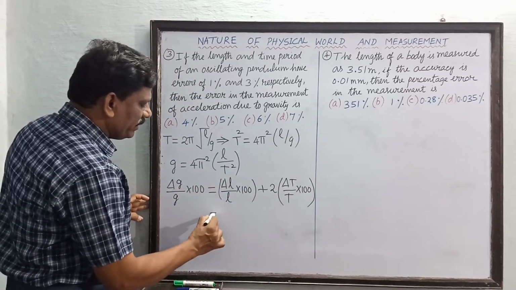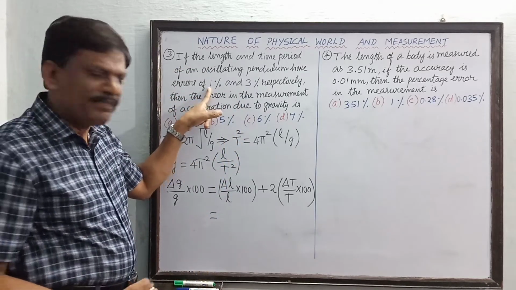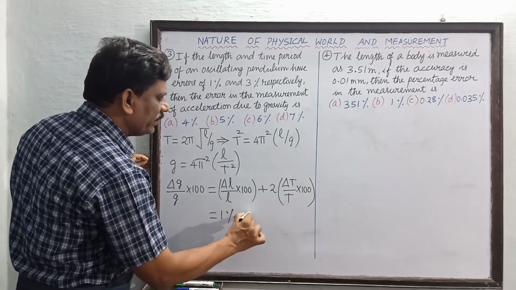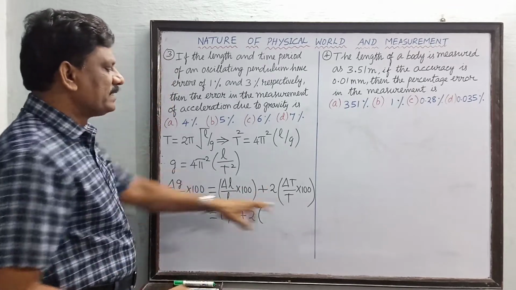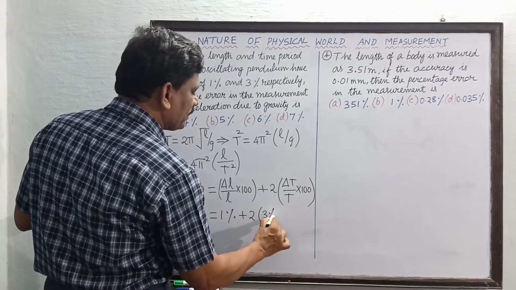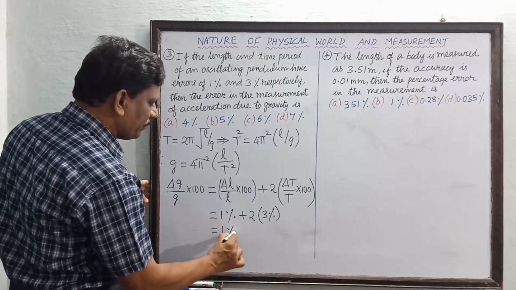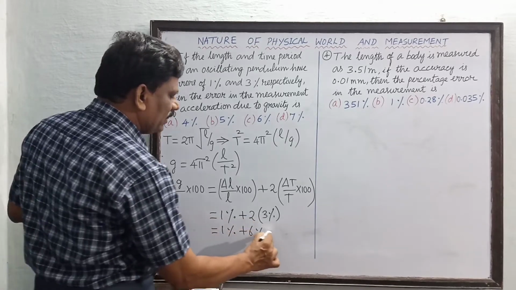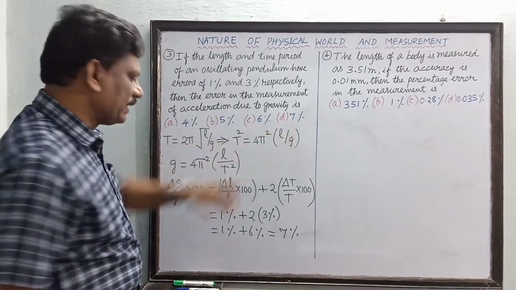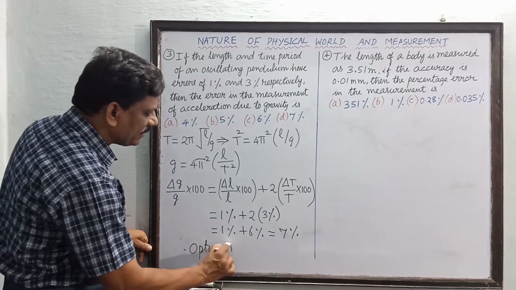So this is now equal to delta L. See here, length is having a percentage error of 1%. So this is 1%, plus 2 into the percentage error in the time period, which is given as 3%. So 2 into 3% is 6%. So this is equal to 1% plus 6%, that is equal to 7%. So the option D is found to be the correct answer. Therefore option D is the correct answer.